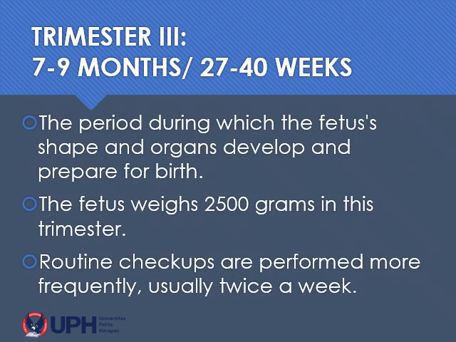Now, on trimester 3, or around 7 to 9 months, which happens in weeks 27 to 40, this is where the fetus starts to take shape and all the organs develop, preparing itself for birth. At this time, the fetus will weigh around 2500 grams in this trimester, and the doctors or healthcare professionals will ask for more frequent and usual checkups. Sometimes it could be twice a week.